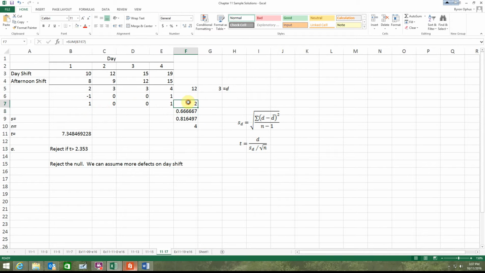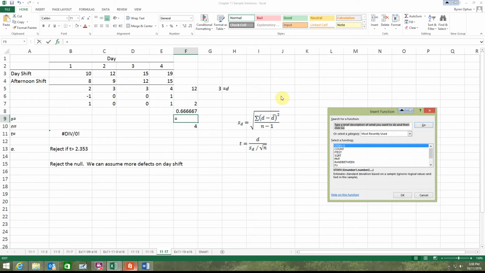But when we're doing a sample, we don't. We divide by the sample size minus 1. So it's going to be 2 divided by 3, basically. Or it's equal to my F7 divided by my sample size, which is 4 minus 1. Yeah, we could have done that math in our head. I know, I like to do that. And then we just got to do the square root of that to get our standard deviation.